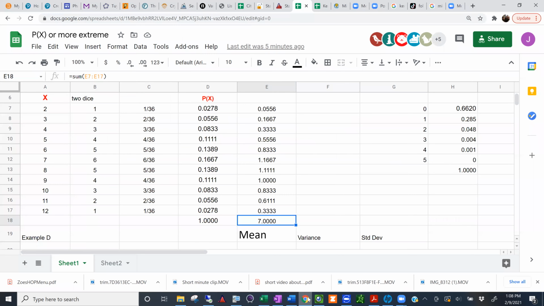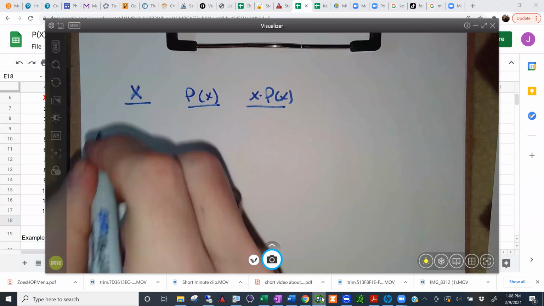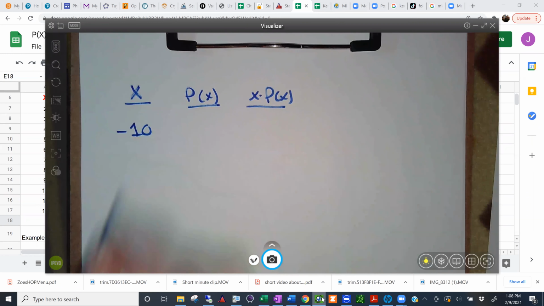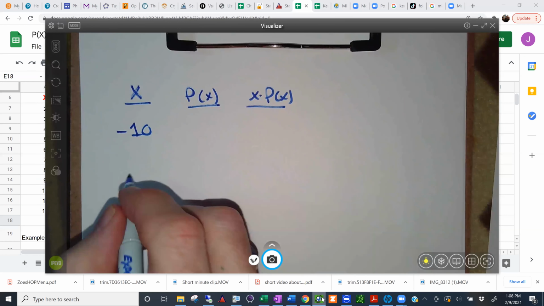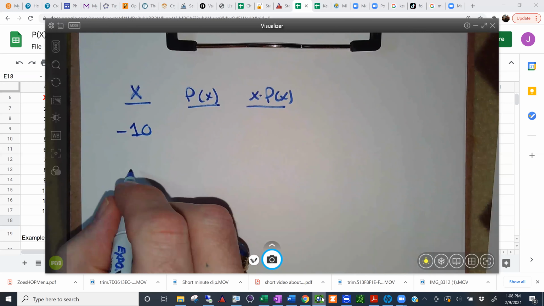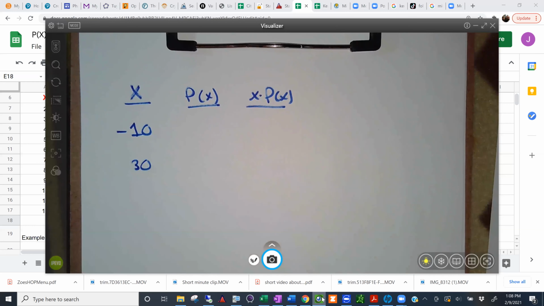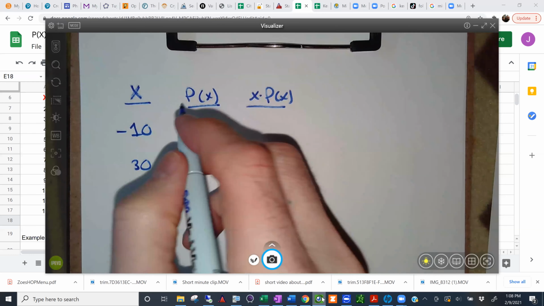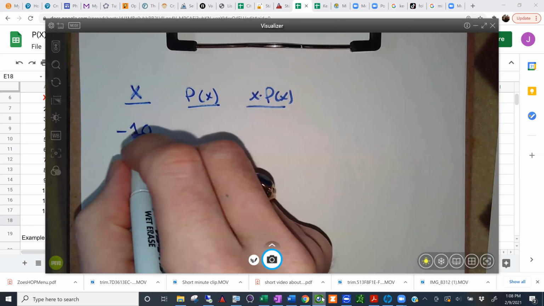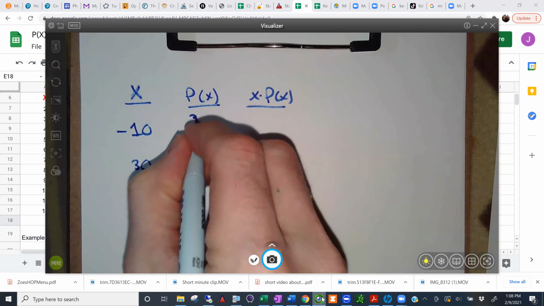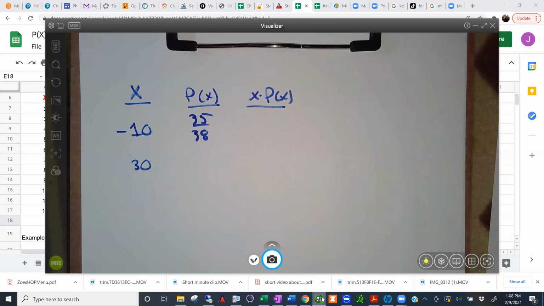The values of our random variable. So we could either lose $10. Can someone tell me why I have the minus there? Because you said lose. Yeah, you're losing $10. Or you could win $30. Now the chances of losing $10 are going to happen 35 times out of 38. I hope you're not surprised if you lose. It's going to happen, mostly.